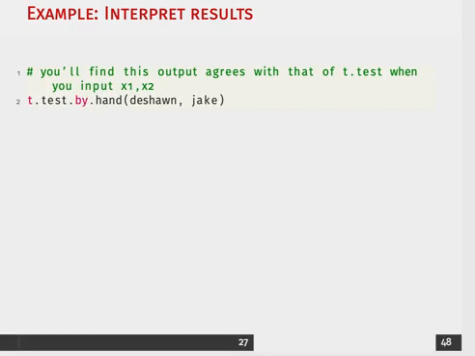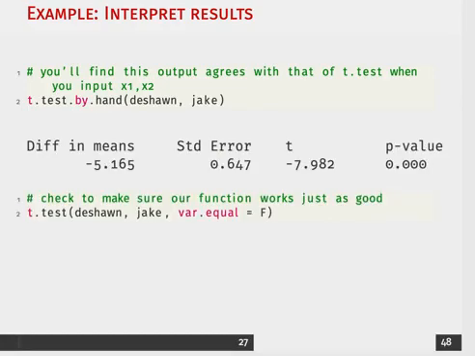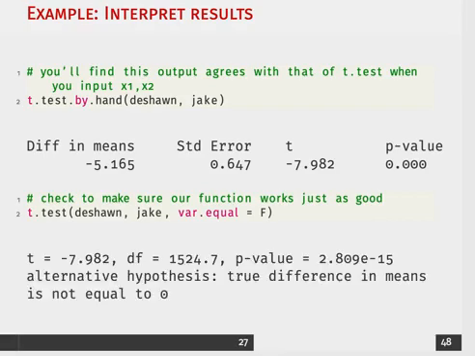We can now test out our little by-hand function, put in our 2 input vectors, and again, it's going to give us that difference of means. It's giving us our standard error. We have a very large t statistic, and because of that, we have a very small associated p-value. Now, again, like I said, there is a function in R that does this already, and all we have to do is tell it that it doesn't have equal variance. And again, that's because we have 2 independent samples.